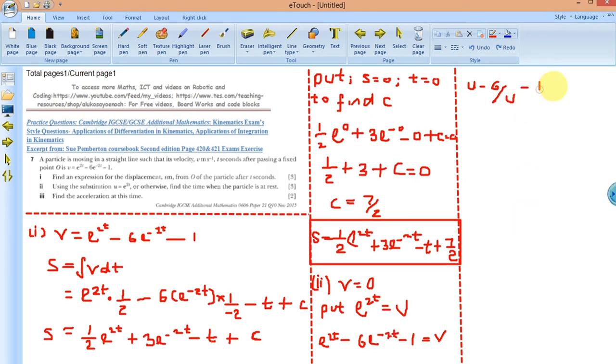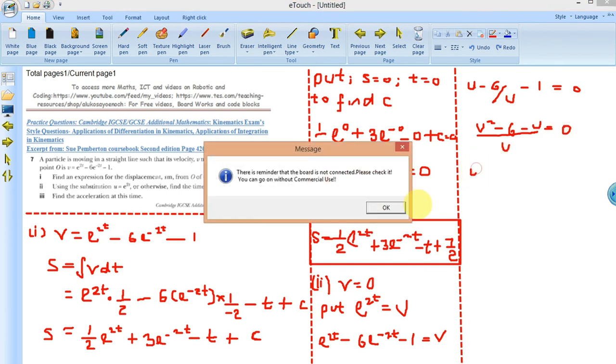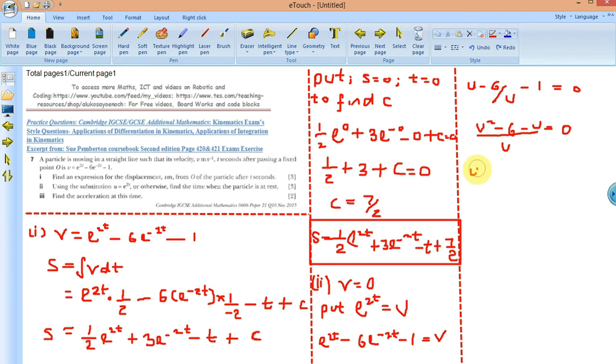equals to 0. So go ahead and find the LCM. So the LCM here is u, right? So then I'll have u squared minus 6 minus u equals to 0. So I end up with a trinomial, and that is the quadratic function. So I end up with something like u squared minus u minus 6 equals to 0.